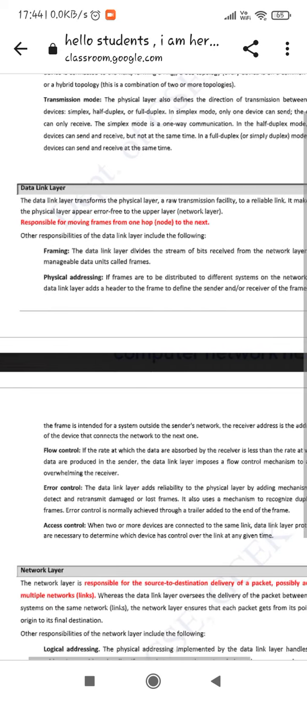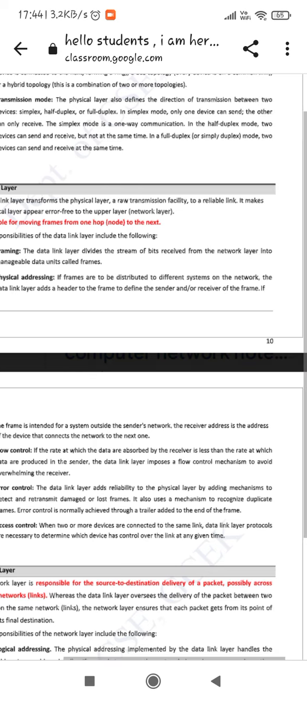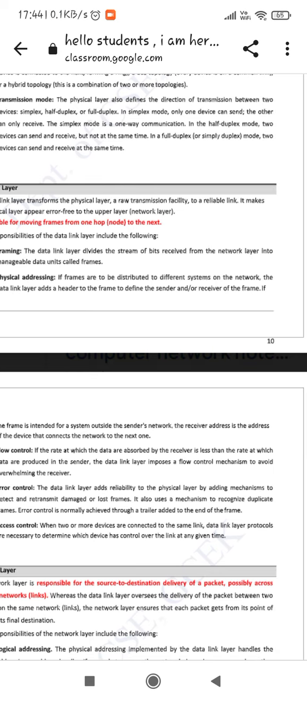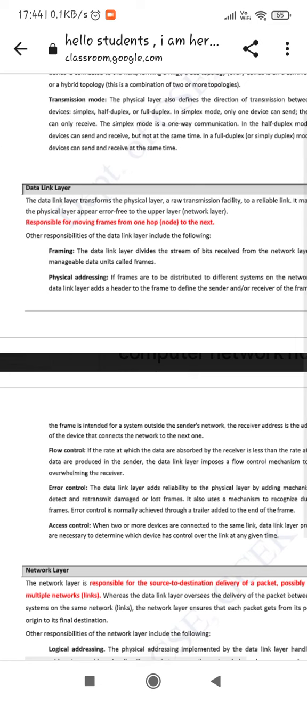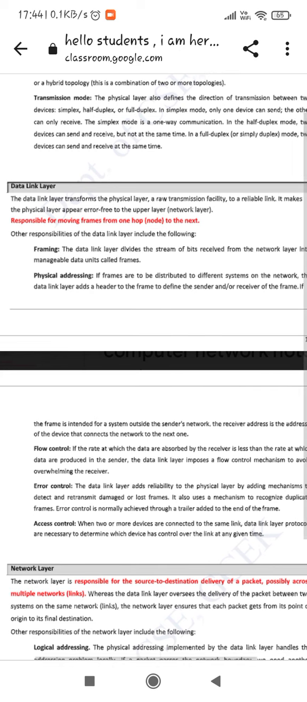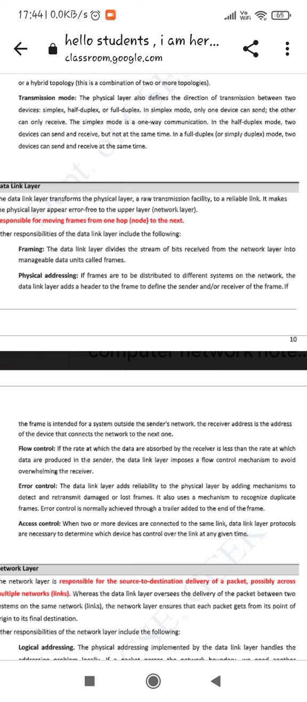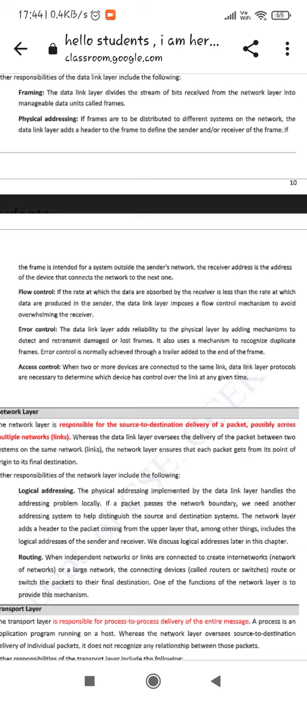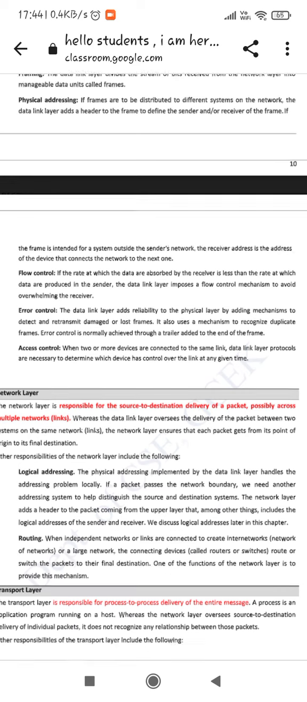Data link layer. The data link layer transforms the physical layer, a raw transmission facility, to a reliable link. It makes the physical layer appear error-free to the upper layer, responsible for moving frames from one hop to the next. Other responsibilities of the data link layer include the following: framing, physical addressing, flow control, error control, access control.